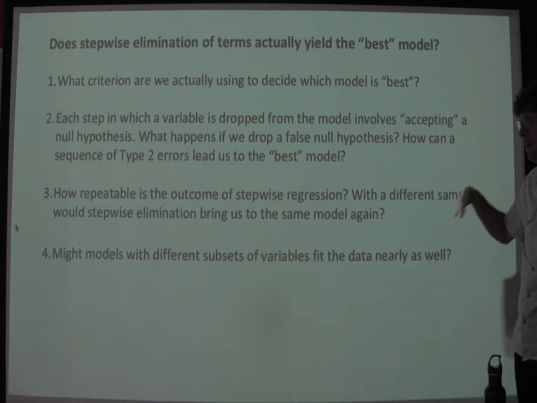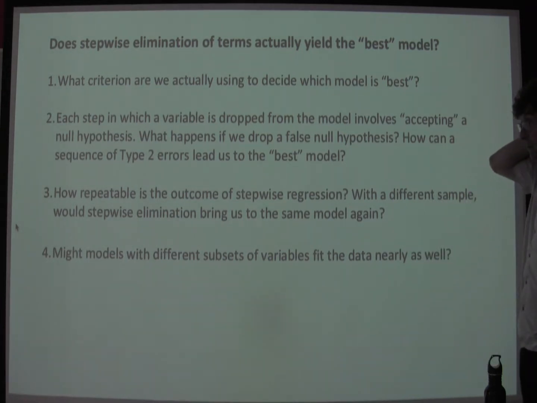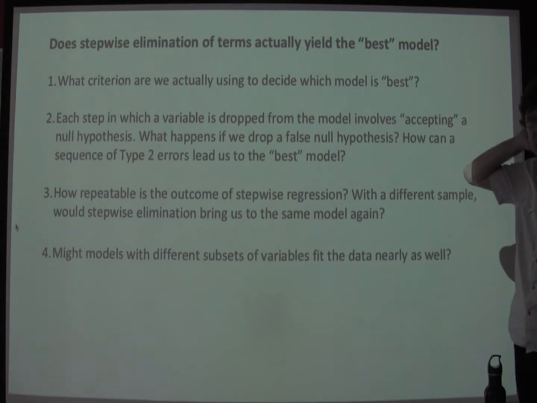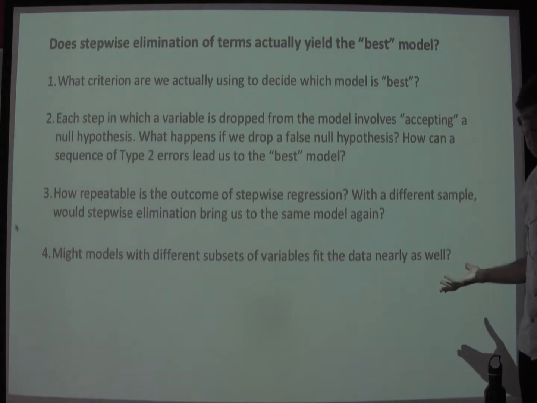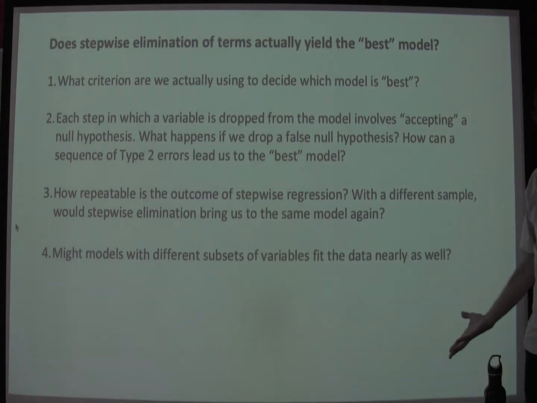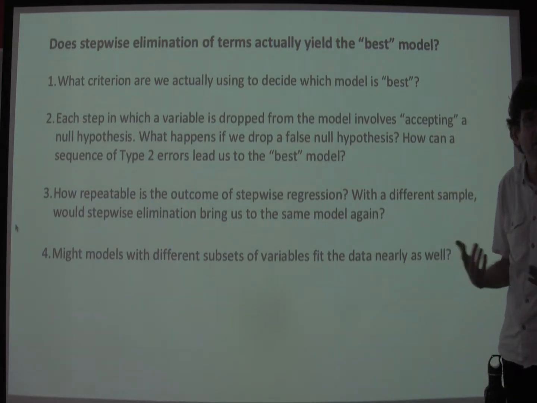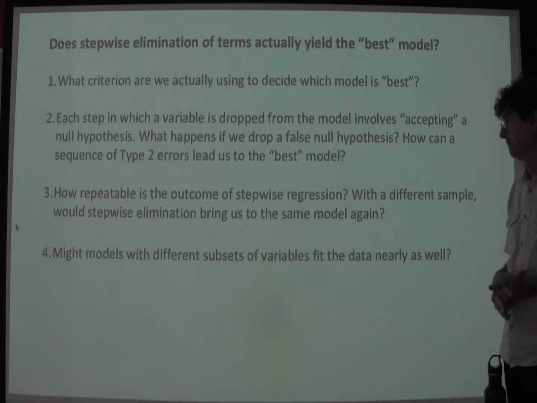And a question that also comes up with this approach is how repeatable is the outcome of stepwise regression? If we went back to another sample, would we end up with the same best model? And if not, what do we do? So the reading addressed that by repeating the process in different years and showing that the outcome is different each time.